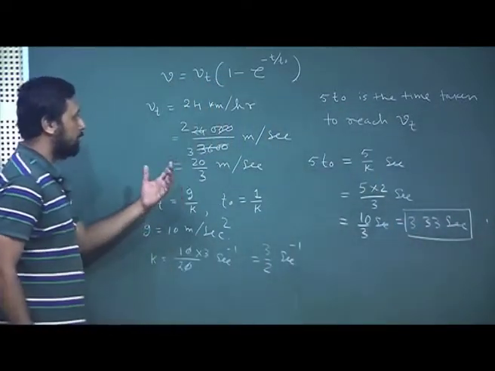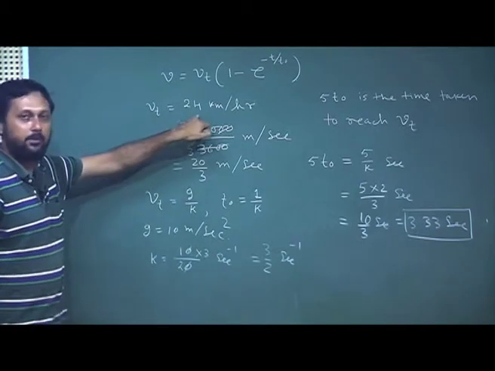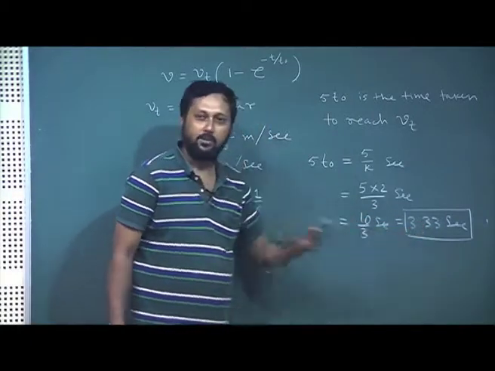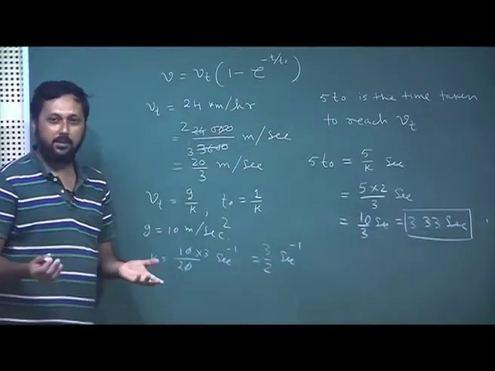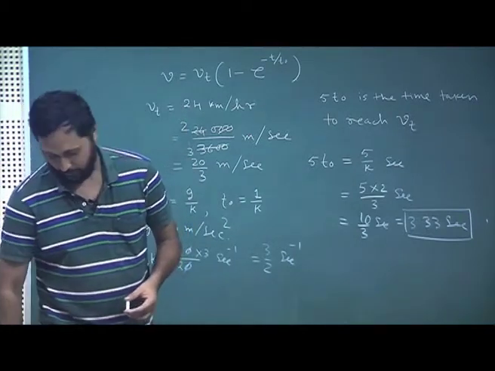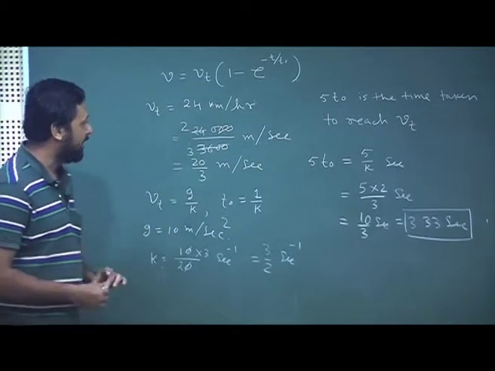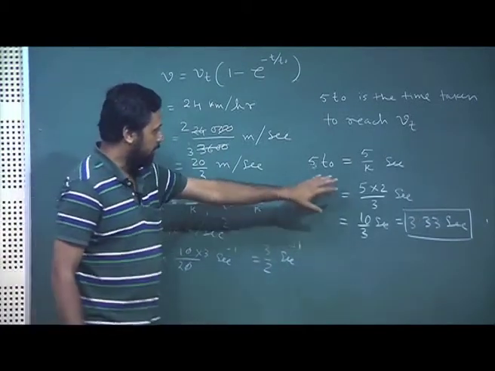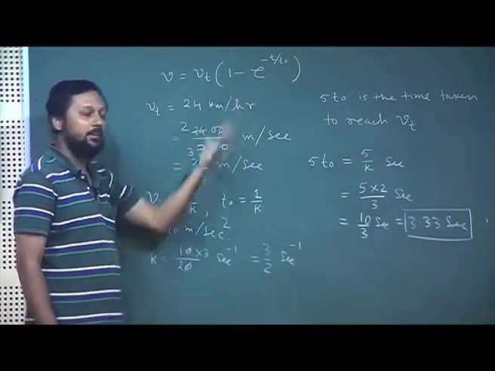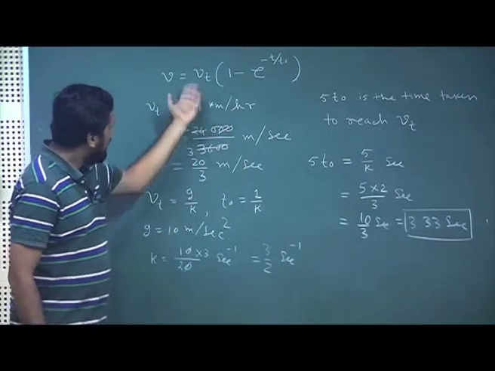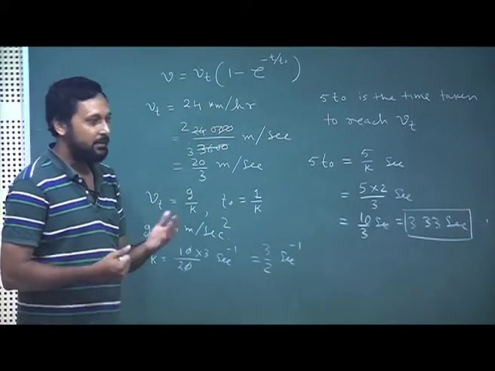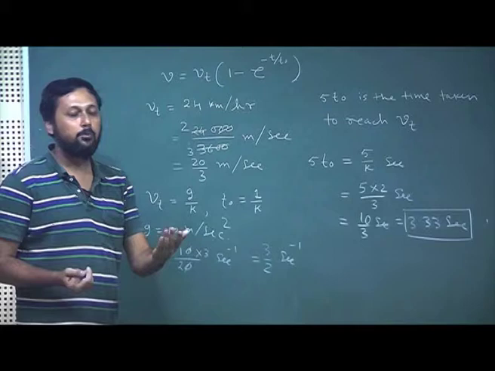A paratrooper who reaches a terminal velocity of 24 kilometers per hour takes 3.33 seconds to reach the terminal velocity. So, immediately note that it is not that straightforward, because this viscous drag is not a very straightforward phenomenon. Sometimes we have a more critical expression for the terminal velocity. We are working on a very simplistic model here. Please always remember that the actual physical situation could be a lot more complicated.